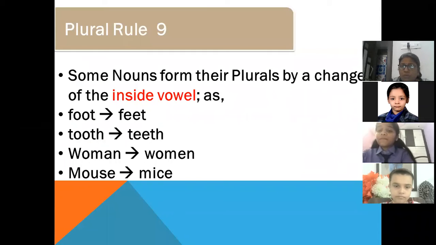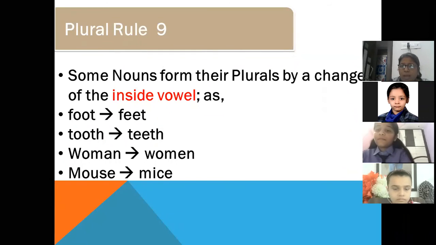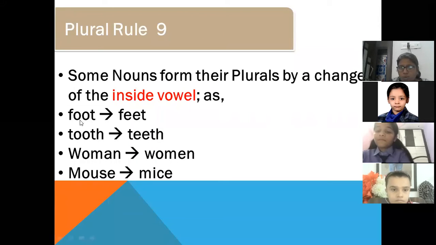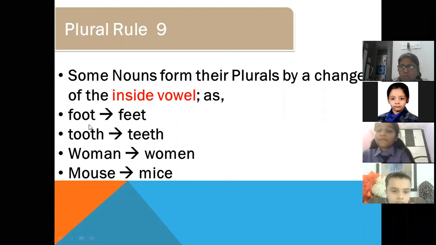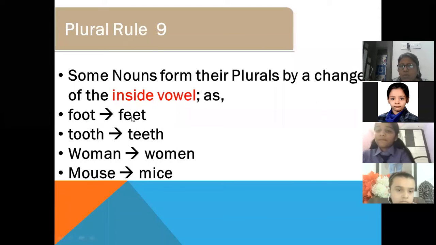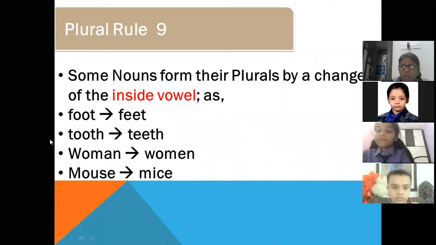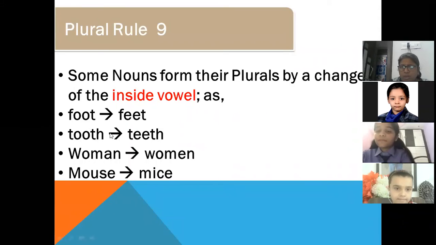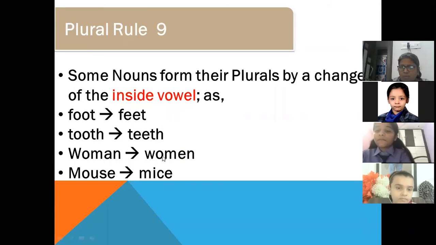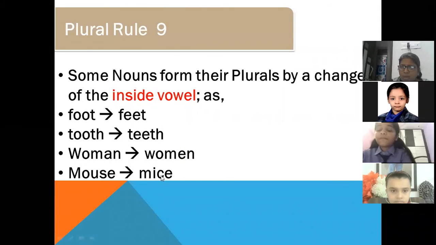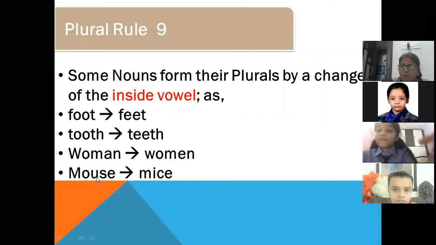Now, some nouns form their plurals by a change of the inside vowel. You can see here two vowels everywhere. Here also two vowels. Woman, mouse. So when I want to make foot into feet, I am just changing double O into double E and it is becoming plural. Same with tooth. Tooth is becoming teeth. Woman is becoming women and mouse is becoming mice. OU is changed into I and CE. You can't say mouses. Its plural is mice.